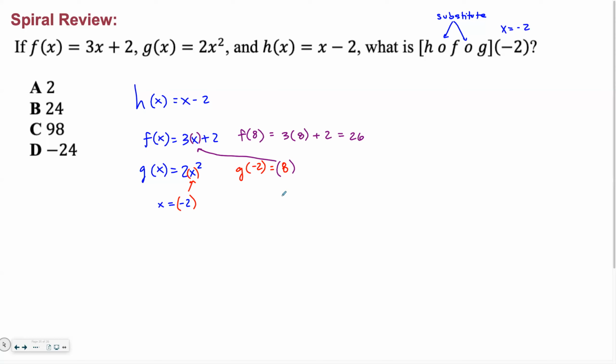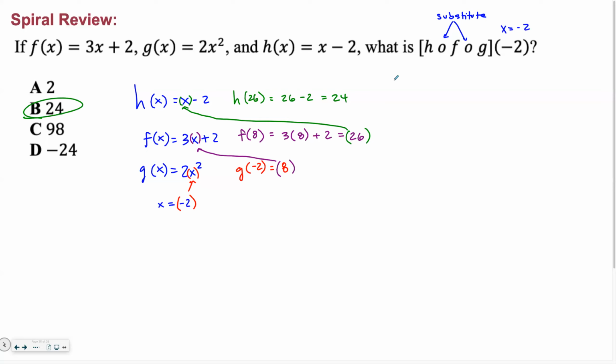26. So now I need to do this one more time, find my solution here. So I'm now going to take this 26 and substitute that in for h right here into the x equation and h. And so now I'm finding h of 26. So notice I'm not finding h of -2, I'm finding h of 26. So it'd be 26 minus 2, which equals 24. That would be your solution.